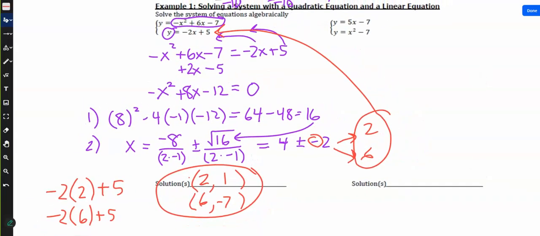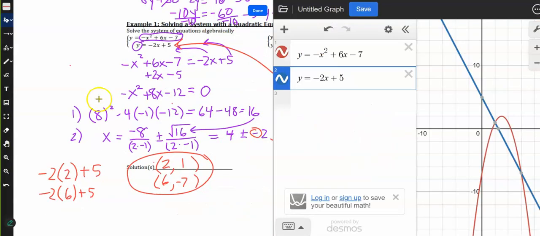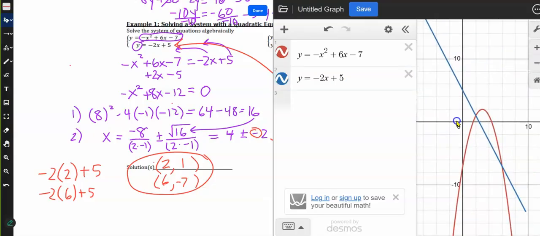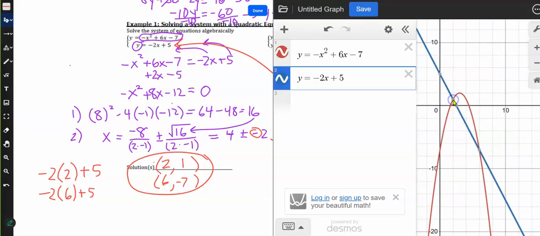So that takes care of that. Now, what do we actually have there? We have a line and a parabola, and they cross. Two equations, and one's obviously a parabola, and one is a line. So where do they cross? Well, there's that dot right there, and this dot right here. So that's 2, 1, and 6, negative 7, which agrees with the algebra that we did. So that's just a visual of what you're trying to do.